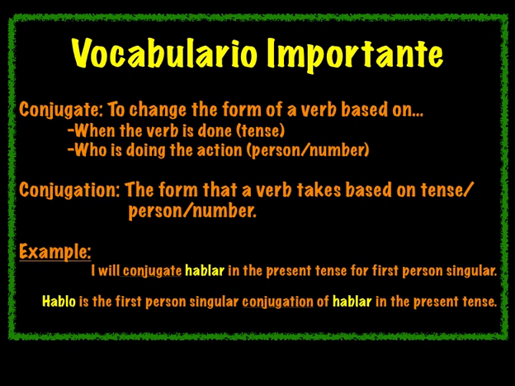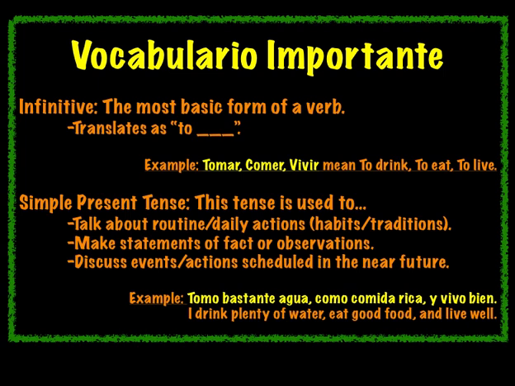For example, I will conjugate hablar in the present tense for first person singular. Hablo is the first person singular conjugation of hablar in the present tense. All right? More important vocabulary.